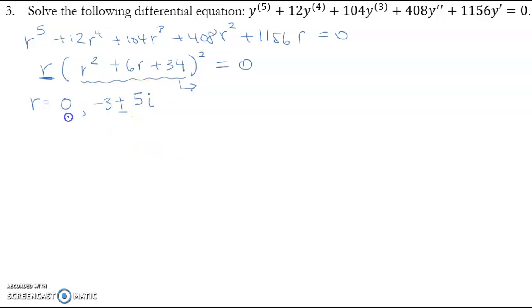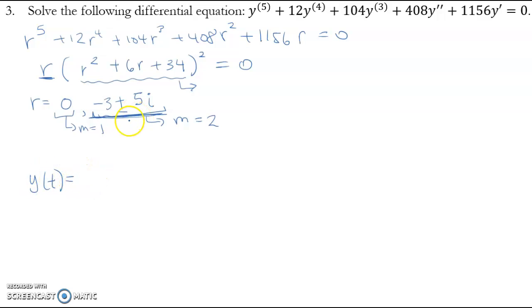All right, so let's make a note. This one, 0, has a multiplicity of 1. And this answer has multiplicity of 2. And it's important to note that -3 plus 5i has multiplicity of 2, as well as -3 minus 5i has a multiplicity of 2. So we have 5 solutions going on here. There are 4 terms that will be stemming out from this, and just 1 term stemming out from 0.